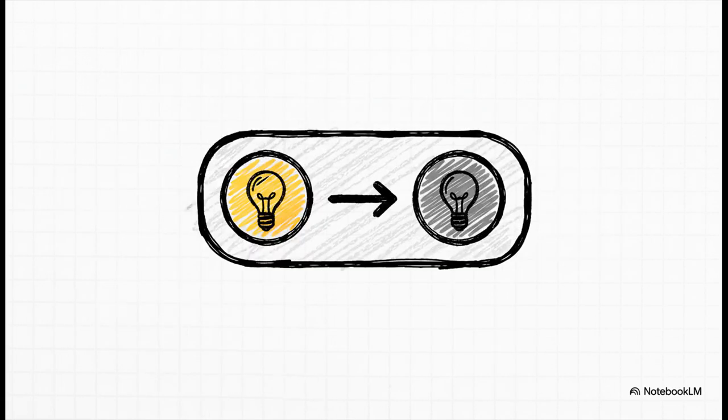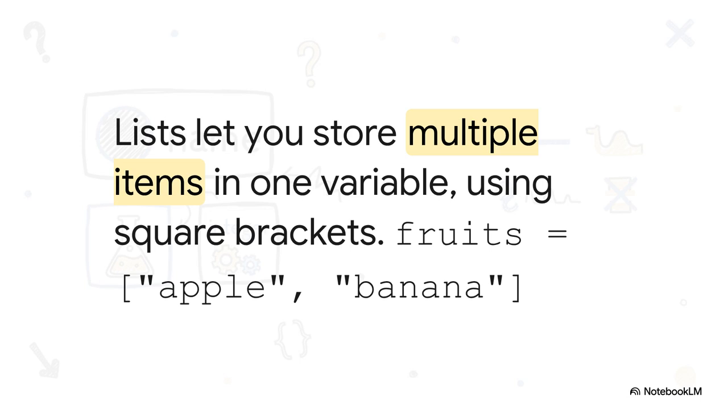Now for something a little different. Booleans. These are incredibly simple, but also incredibly powerful. A Boolean can only ever be one of 2 things, true or false. That's it. They are the simple answer to any yes or no question your code needs to ask. Is the user logged in? True. Is the game over? False. And finally, we have lists.